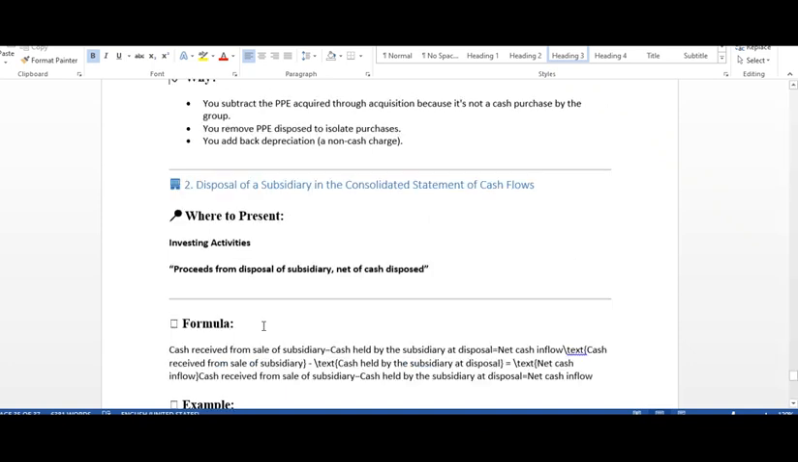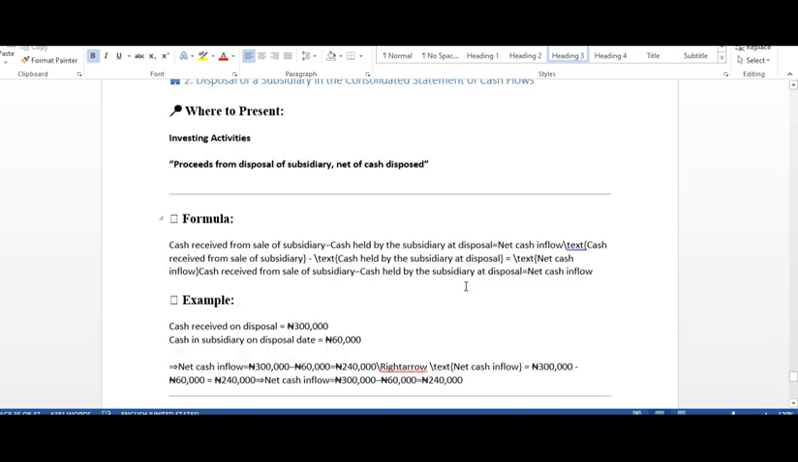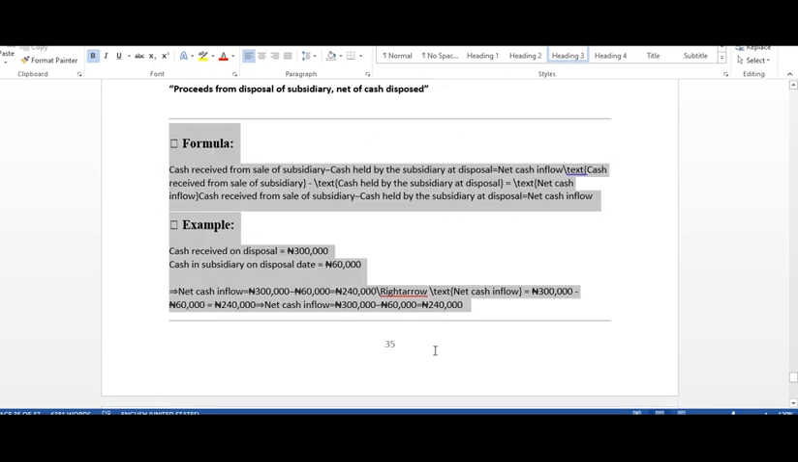So disposal of a subsidiary also, like we said, you record the proceeds from disposal of subsidiary, net of cash disposed. Okay, so that is that.